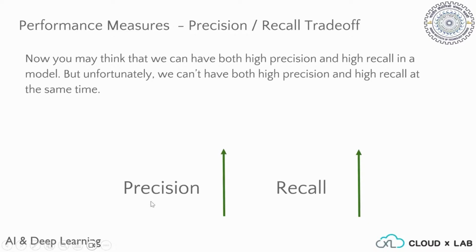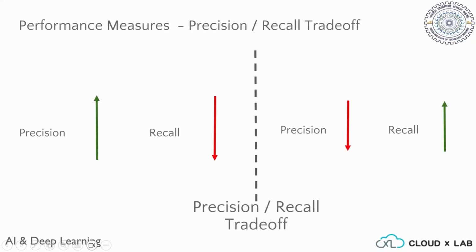Because we have a trade-off between precision and recall. If we try to increase precision, recall will decrease. If we try to increase recall, precision will decrease, right? So there exists a trade-off between precision and recall, and we cannot achieve both high.